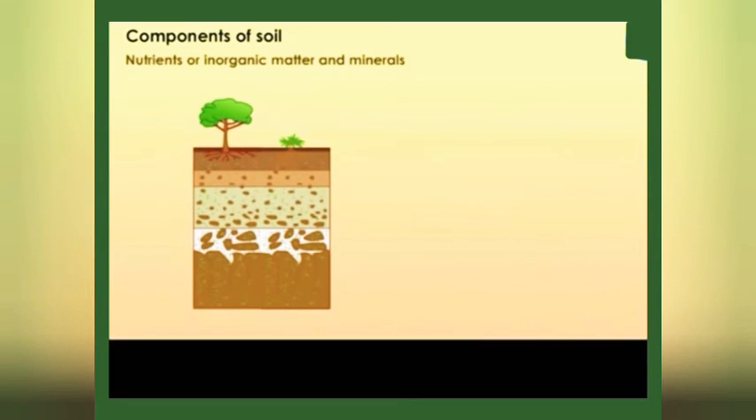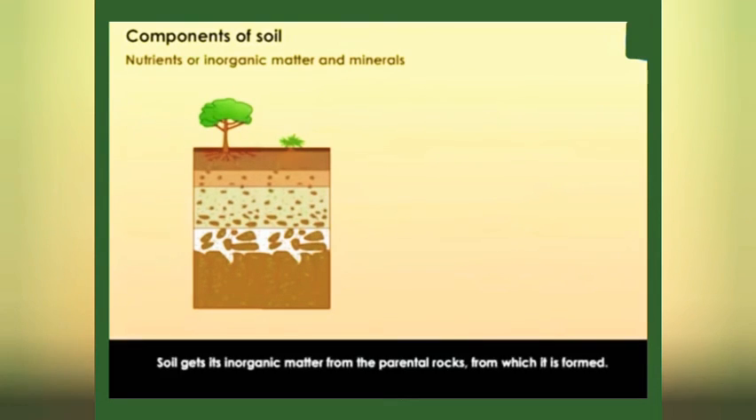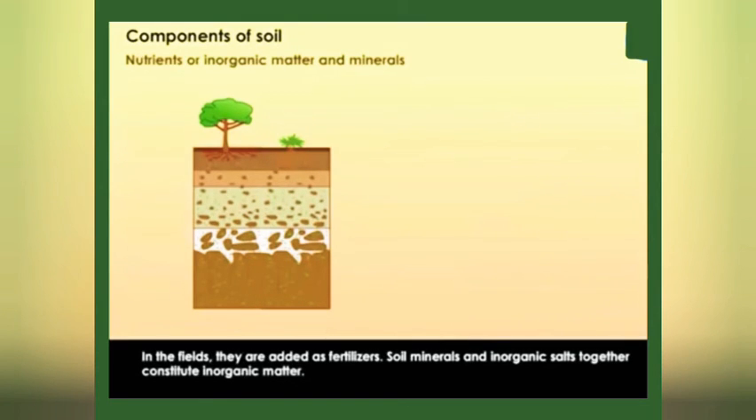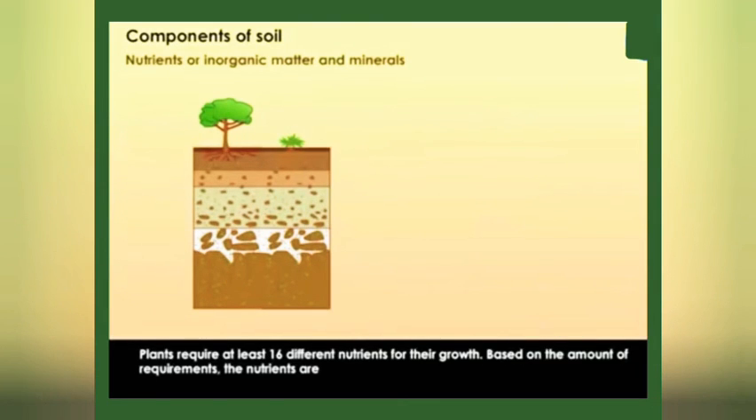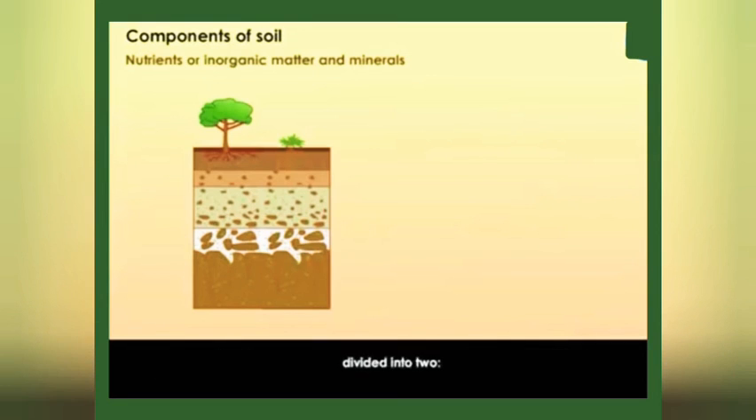Nutrients, or inorganic matter and minerals. Soil gets its inorganic matter from the parental rocks from which it is formed. In the fields, they are added as fertilizers. Soil minerals and inorganic salts together constitute inorganic matter. Plants require at least 16 different nutrients for their growth. Based on the amount of requirement, the nutrients are divided into 2.